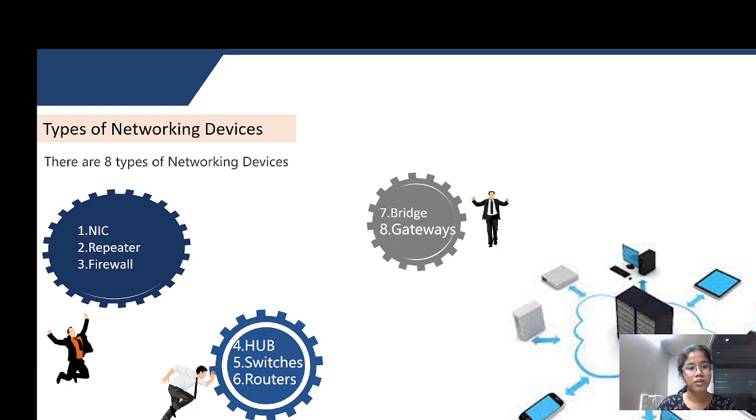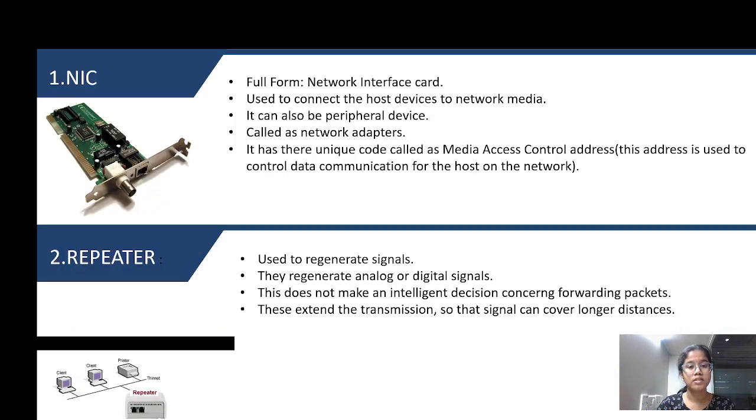Now I'll explain the first networking device, which is known as NIC. NIC is also known as network adapters. The full form of NIC is network interface card, used to connect the host devices to the network media. It can also be a peripheral device. It has a unique code called media access control, which is known as MAC address. This address is used to control data communication for the host on the network. This is how the network interface card looks like.